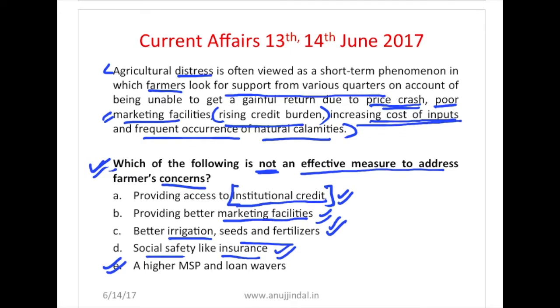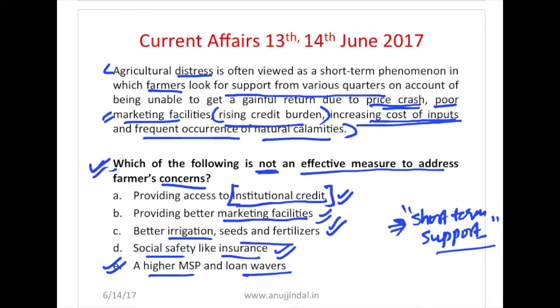Now what does E say? E says a higher MSP and loan waivers. Now what do loan waiver and MSP do? They provide very short-term support to farmers, which is also regressive in nature because it does not incentivize farmers to grow or to become more technologically advanced in the future. So MSP and loan waivers is not an effective measure to address farmers' concerns. So this is the answer.